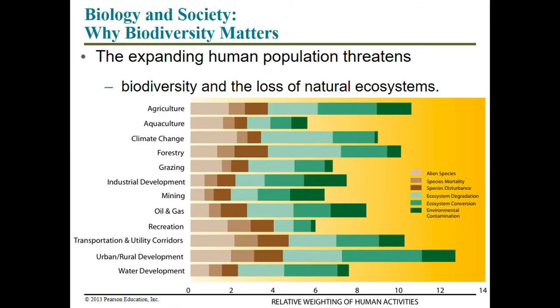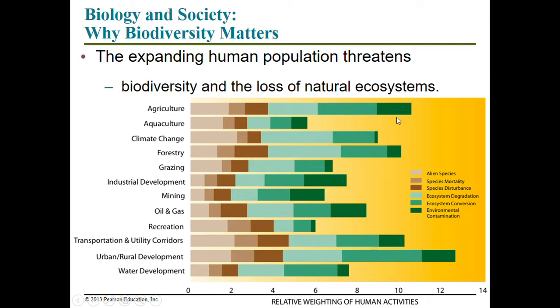Okay, so first we're going to talk about biodiversity and how the human population threatens this. We just talked about ecosystems, and now we're going to talk about how the human population affects the ecosystem with different things like alien species, species mortality, species disturbances, ecosystem degradation, ecosystem conversion, and environmental contamination.